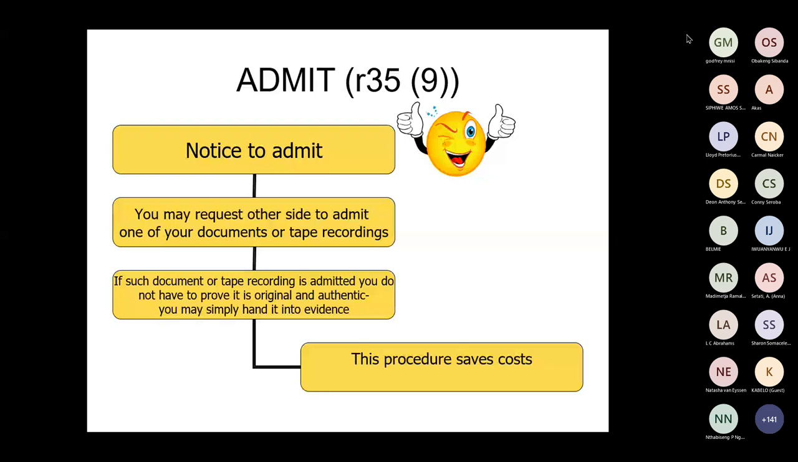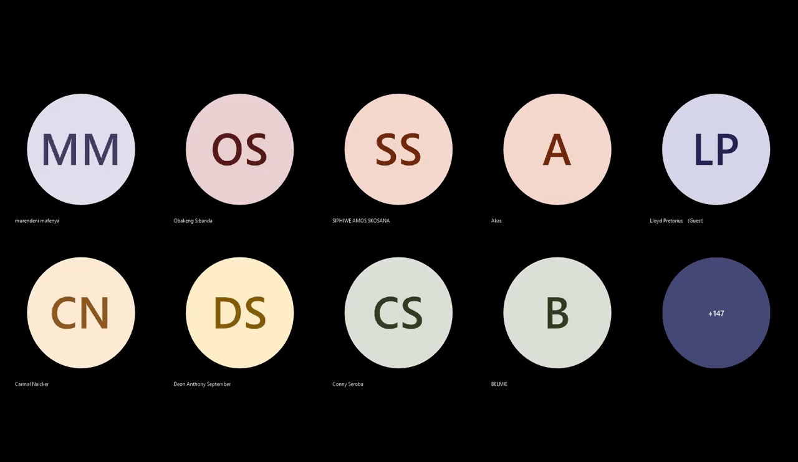Right, so that is now discovery. Then we come to Rule 37, which deals with pre-trial conferences. There's a hand up. Advocate, there was a hand up from Connie. Dion's hand is also up, yes.